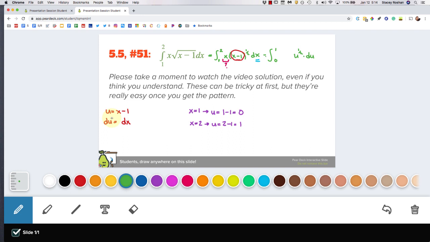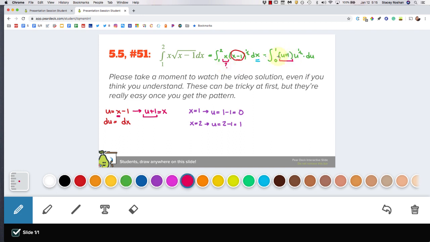So let's look down at what we have. We know that u is x minus 1. So what is x? What if we added 1 to both sides? u plus 1 equals x. Okay, we just solved for x. x could be replaced with u plus 1.